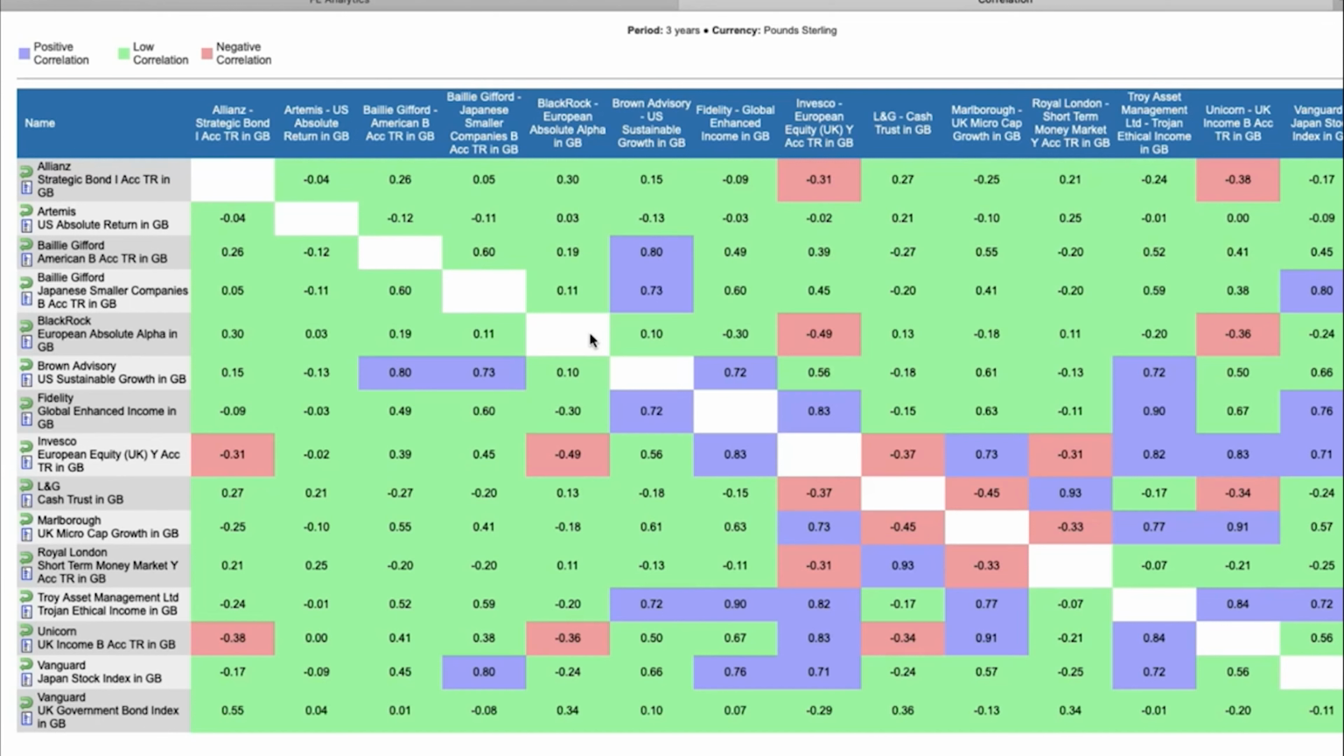If you think of a system looking at all of these relationships of all the funds against one another, that's what our FE risk score diversification benefit tool is doing. It's looking at all of these numbers, crunching it all together and trying to work out how diversified that portfolio is, investing in this collection of funds.